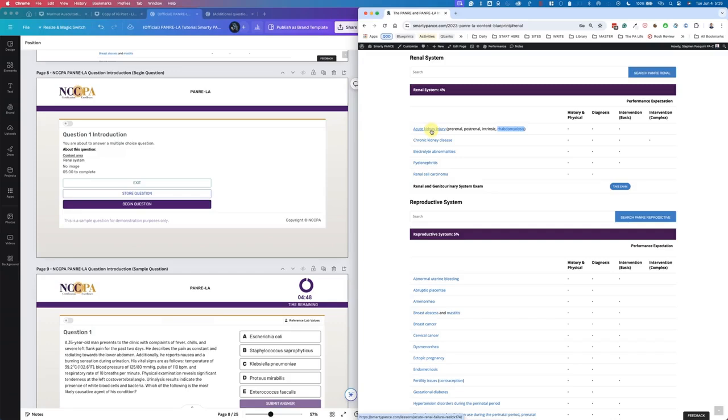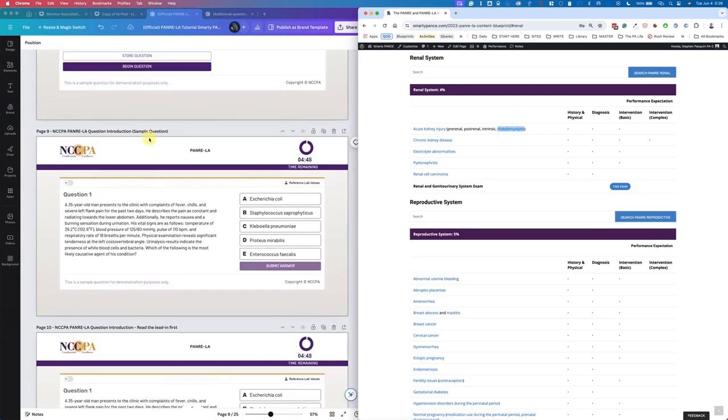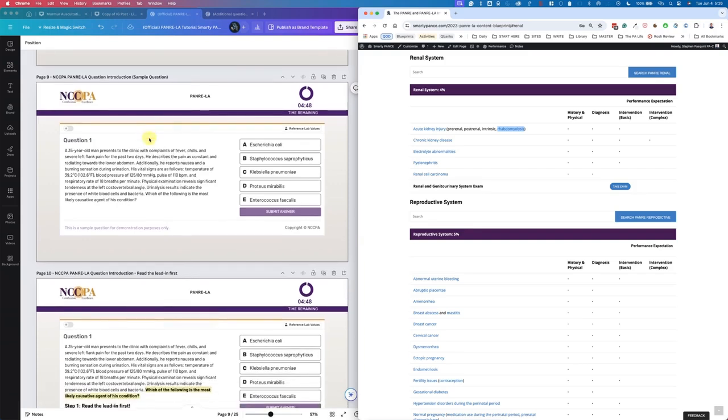But let's forget about that. Let's just see how our system works in the real world and go ahead and answer the question. So here we are at question 1. Let's click begin question, and it's going to open up this next page that you're probably very familiar with. Now, test taking 101, I'll walk you through it very briefly.